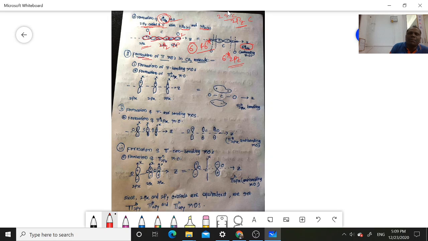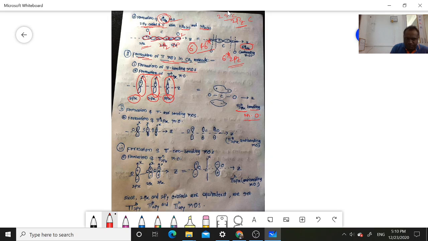The next type is the formation of pi molecular orbitals in the CO2 molecule. Formation of a pi bonding molecular orbital will take place when the orbitals have similar sign, that is, when they are in phase. This is the 2px orbital of the carbon atom, the 2px orbital of one oxygen atom, and the 2px orbital of the other oxygen atom. They form the pi 2px bonding molecular orbital. Remember that.